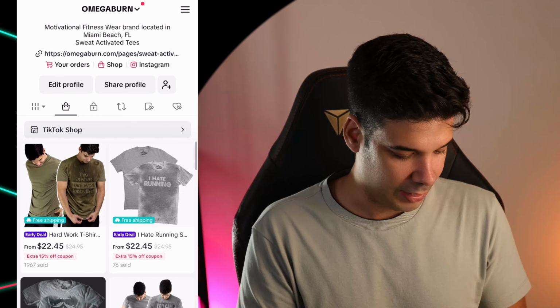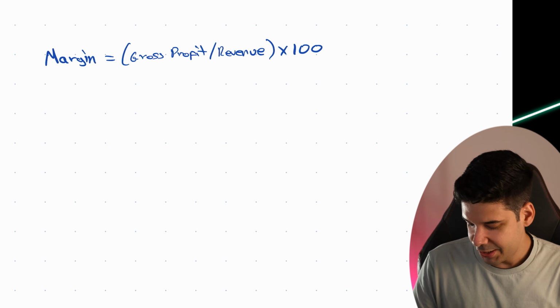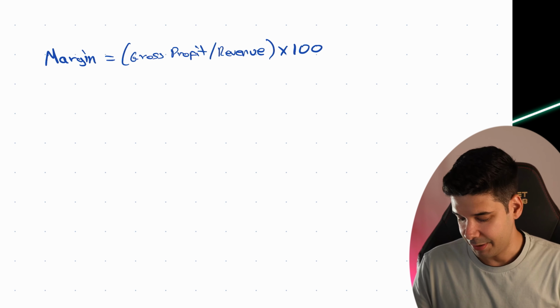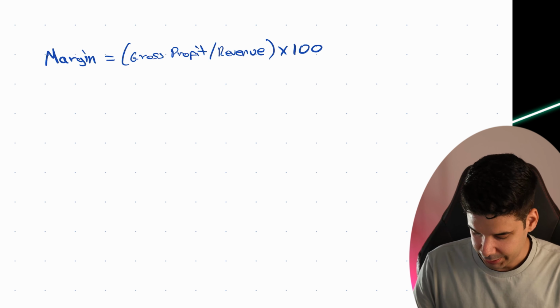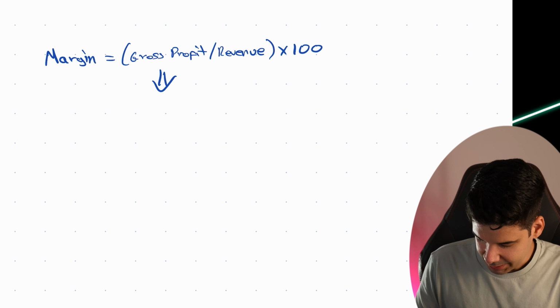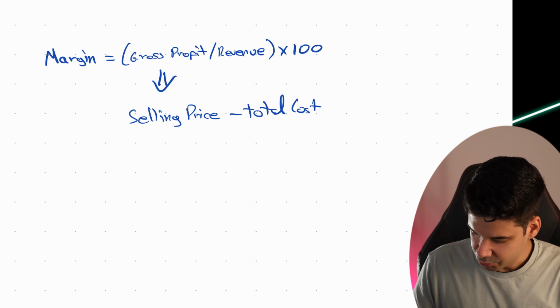Now, TikTok Shop recommends that you give between 10 and 15%, but that all depends on your margins and how aggressive you want to be. But how do we know our margin? Well, the formula is actually pretty simple. Your margin is your gross profit divided by the revenue times 100 to get a percentage. And your profit is basically your selling price minus your total cost.